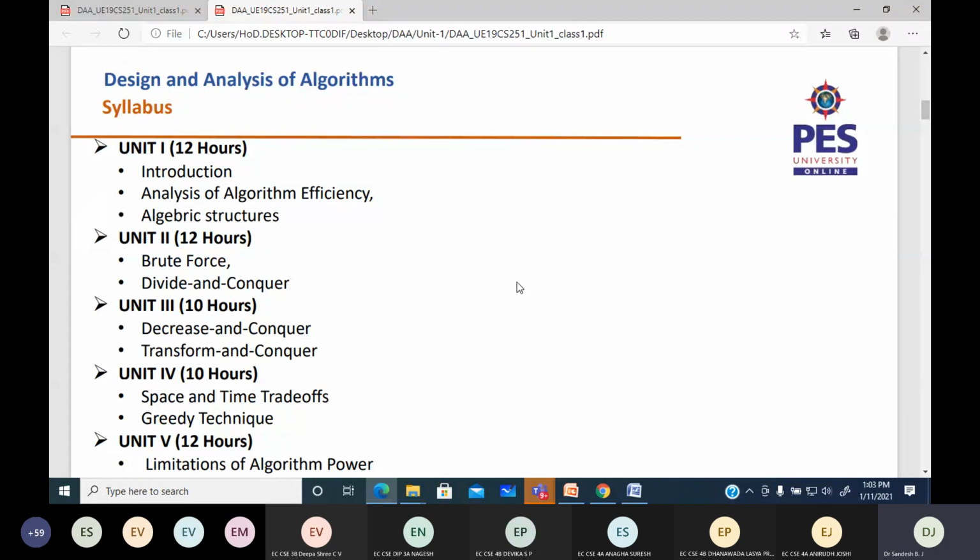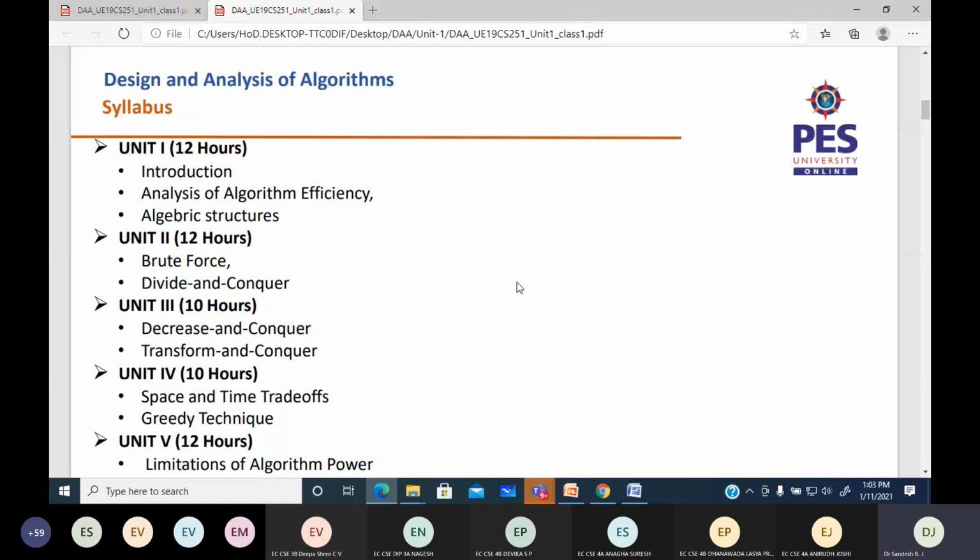So this is one more technique which we are going to discuss in analysis of algorithms apart from brute force, which is divide and conquer. These are the two techniques which I'll be covering in unit 2.